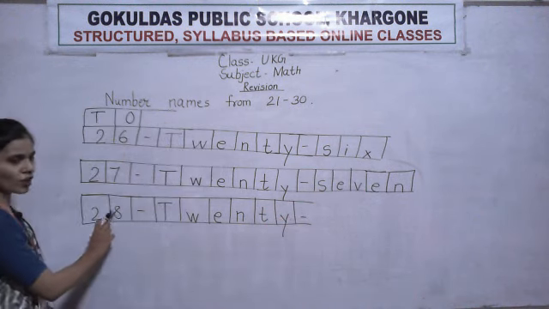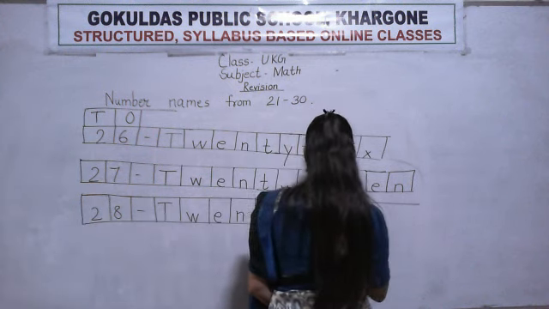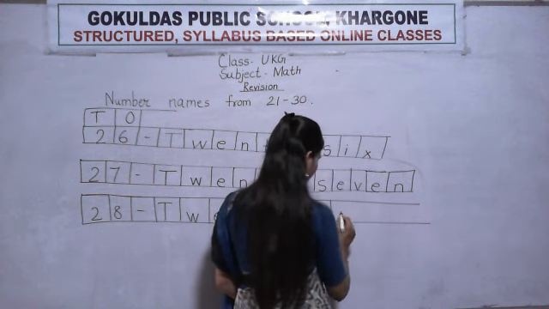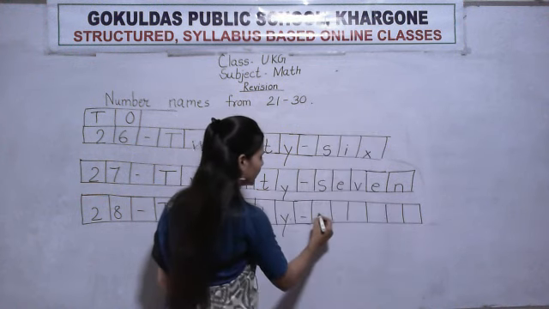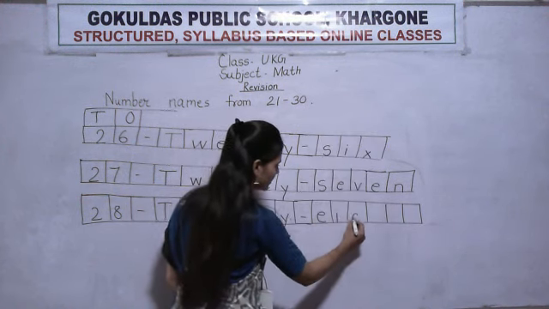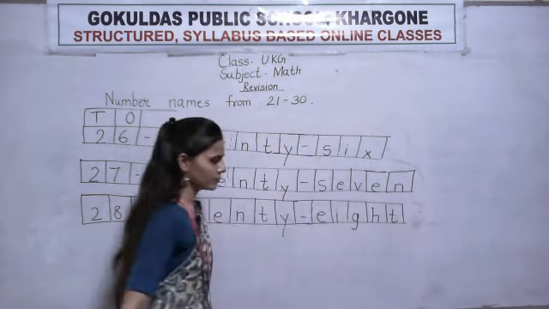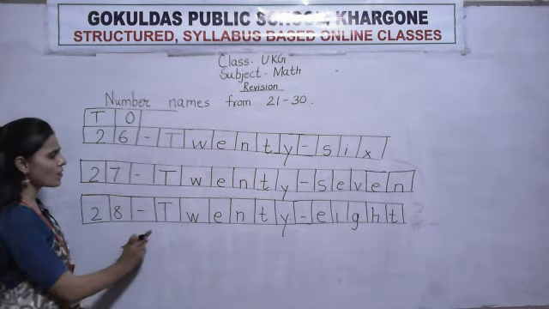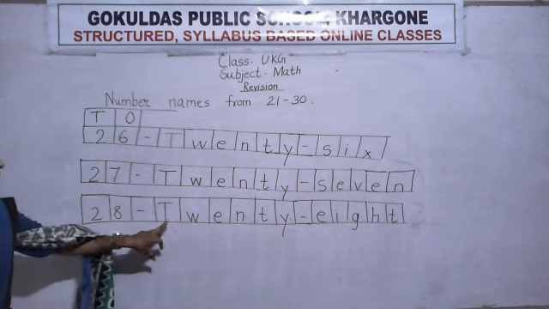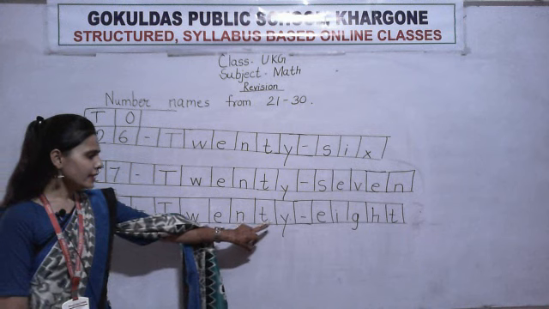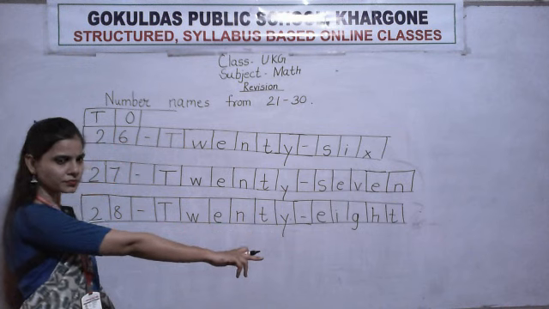Now we add the spelling of 8. So here we write the spelling of 8. What is the spelling of 8? Yes. E-I-G-H-T. 8. Okay. So now the spelling of 28. What is the spelling of 28? Say along. TWENTYEIGHT. 28. Okay.